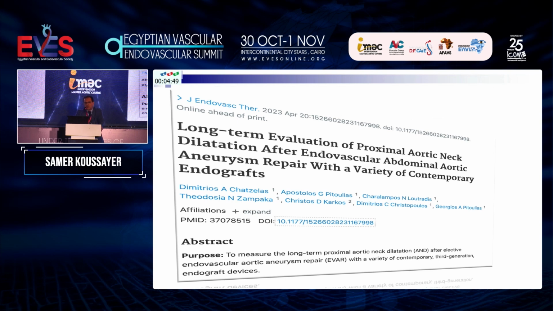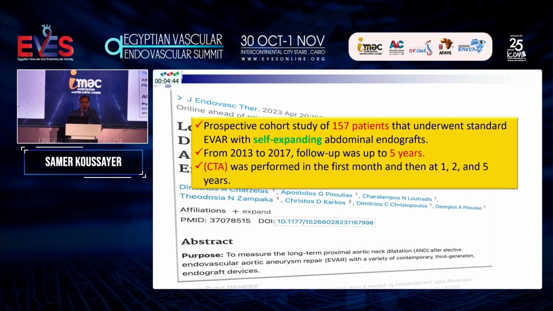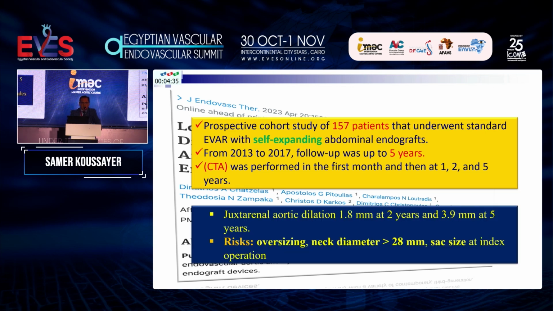Another paper looked at the long-term evaluation of proximal neck dilatation after endovascular aortic aneurysm repair. It's a prospective cohort study of 157 patients treated with EVAR using a self-expandable stent, followed for 5 years with a yearly CAT scan. They came to a very similar conclusion: the suprarenal aorta dilated about 1.8 millimeters at 2 years and 3.9 millimeters at 5 years. They found similar risk factors: as with Dr. Bishara, oversizing of more than 20%, neck diameter of more than 28, and sac size at the index operation are risk factors for neck dilatation after EVAR.